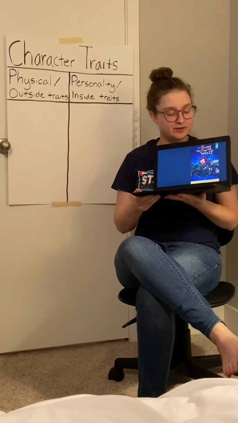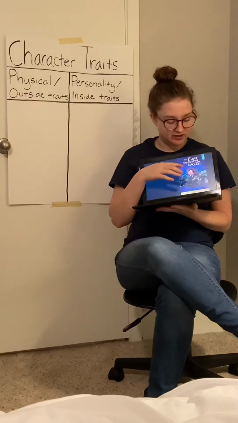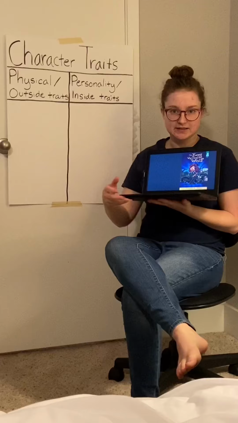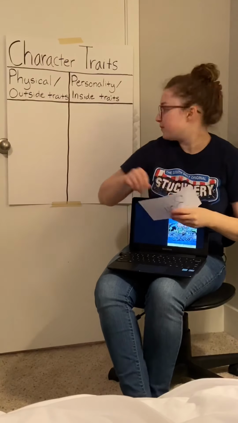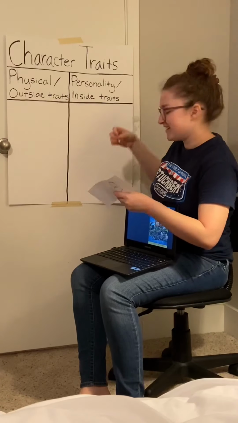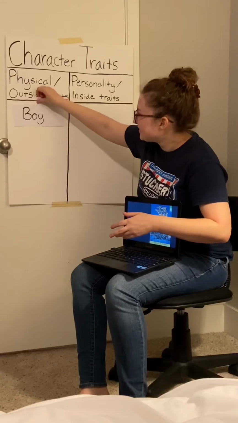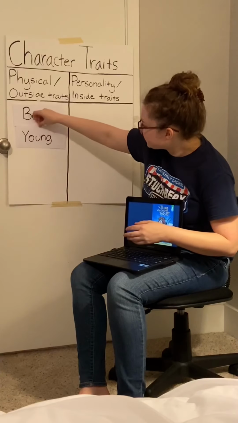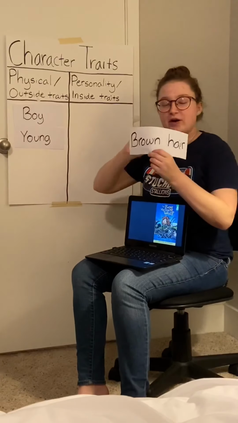From looking at the cover of our book, I can see with my eye that the shepherd boy, our main character, has brown hair, he's a boy, and he is young. So I'm going to put boy as a physical outside trait. That's what I can see on the outside of our character. I'm going to do the same for young. And now we have brown hair.